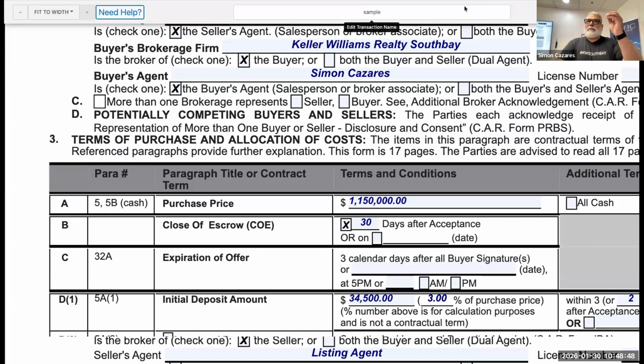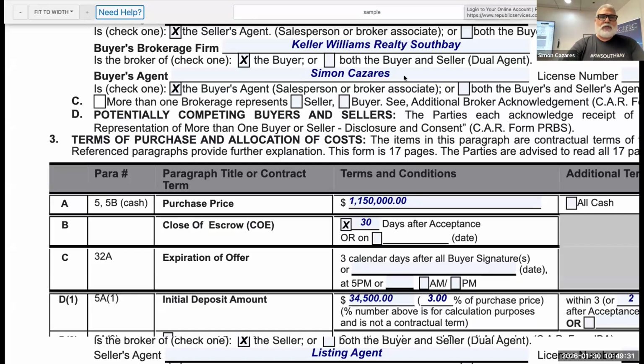All right, now we get into the meat and potatoes, what we call the grid of the form, right? This is the terms of the purchase agreement and the allocation of costs. Maybe 3 or 4 years ago, when they created this form, they included what's called the grid. This is the grid here, ladies and gentlemen. Everything that's in those boxes is now called the grid. I personally like this because it makes it so much easier to reference. In old forms it was hard. You had to go page by page and see, okay, what is this? What is that? They simplified this by including the grid.